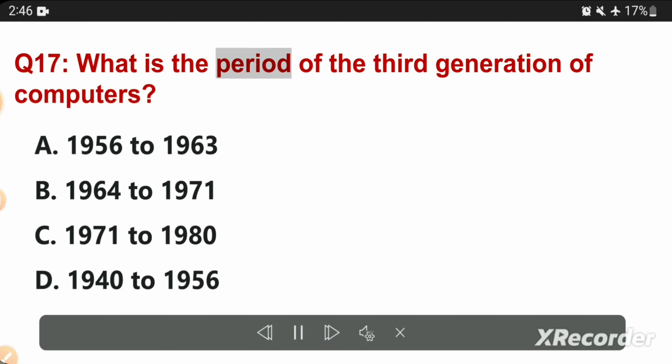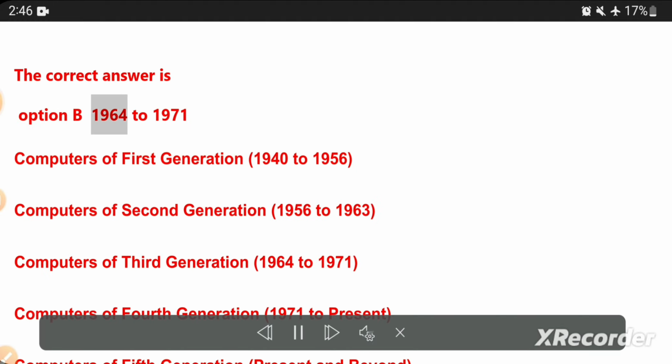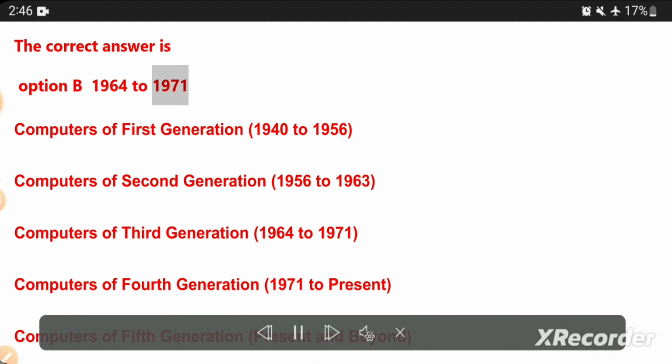Q17. What is the period of the third generation of computers? 1956 to 1963, 1964 to 1971, 1971 to 1980, 1940 to 1956. The correct answer is option B, 1964 to 1971.